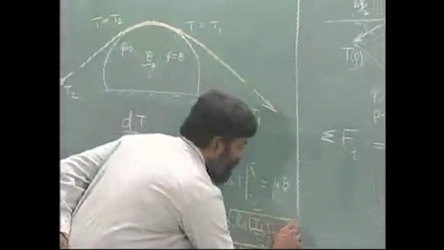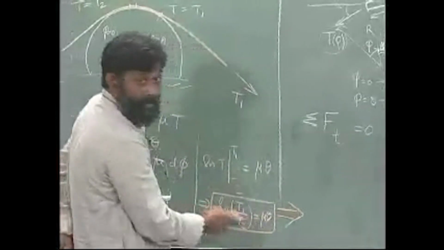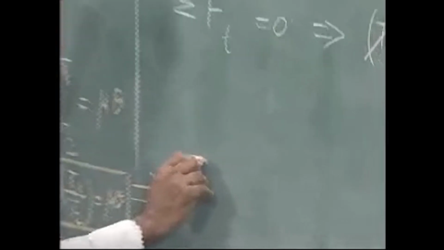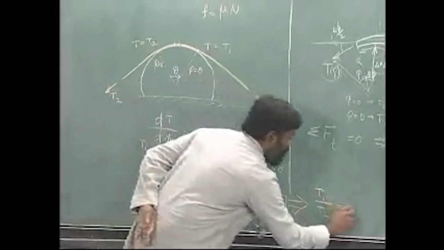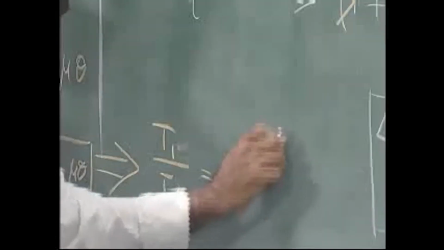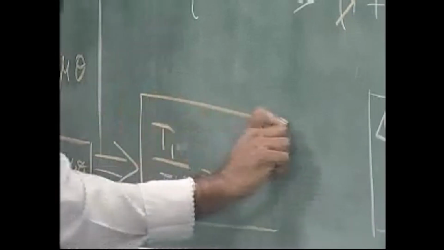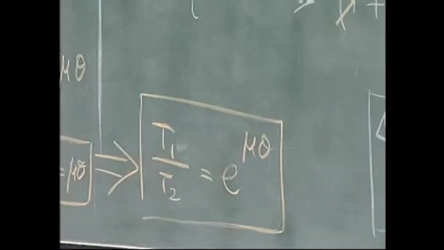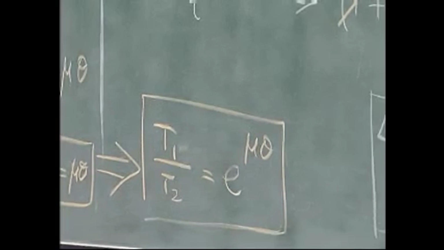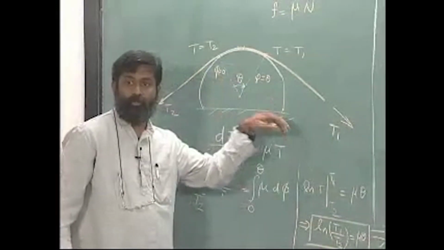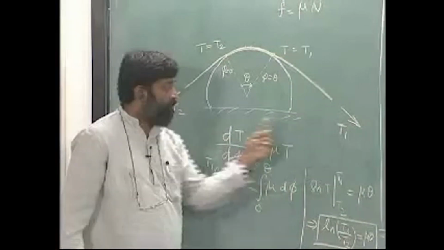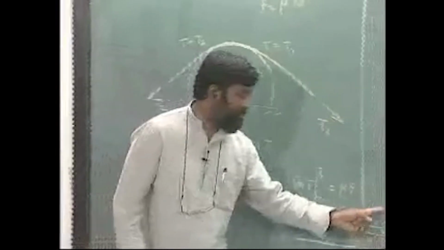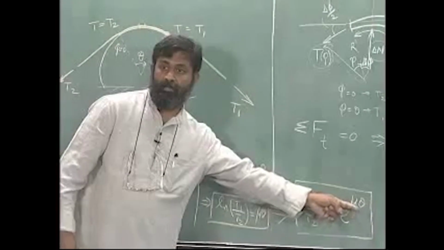I am just going to extend this and write, this implies T1/T2 is equal to exponential of μθ. And therefore, in the impending motion along the T1 direction, the ratio of T1 and T2 is determined through e raised to μθ.